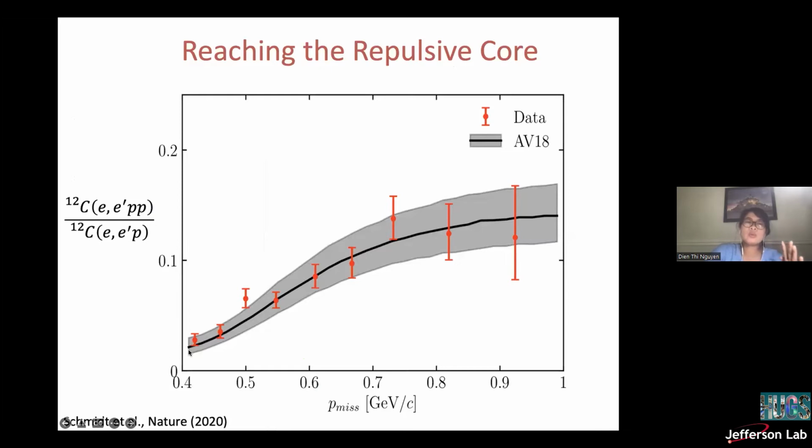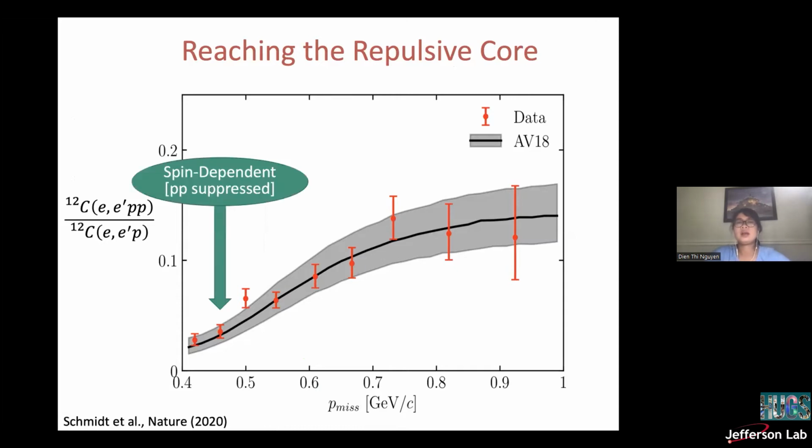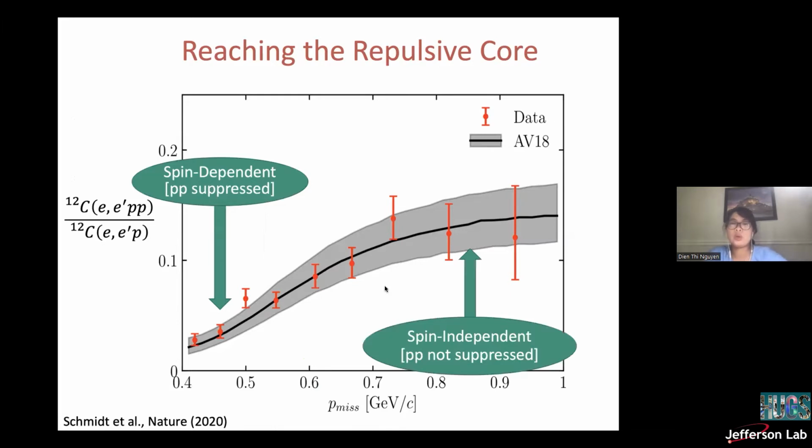It transitions from where the PP is suppressed, and when you go to higher momentum, that suppression starts decreasing. In this area there is spin suppression of PP, and now it is not suppressed anymore. So this calculation from GCF describes the data very well, and it can capture the transition from the tensor to the scalar one. We discussed this a lot in lecture 3. And Alex also mentioned he has some ideas about why the AV18 works well.